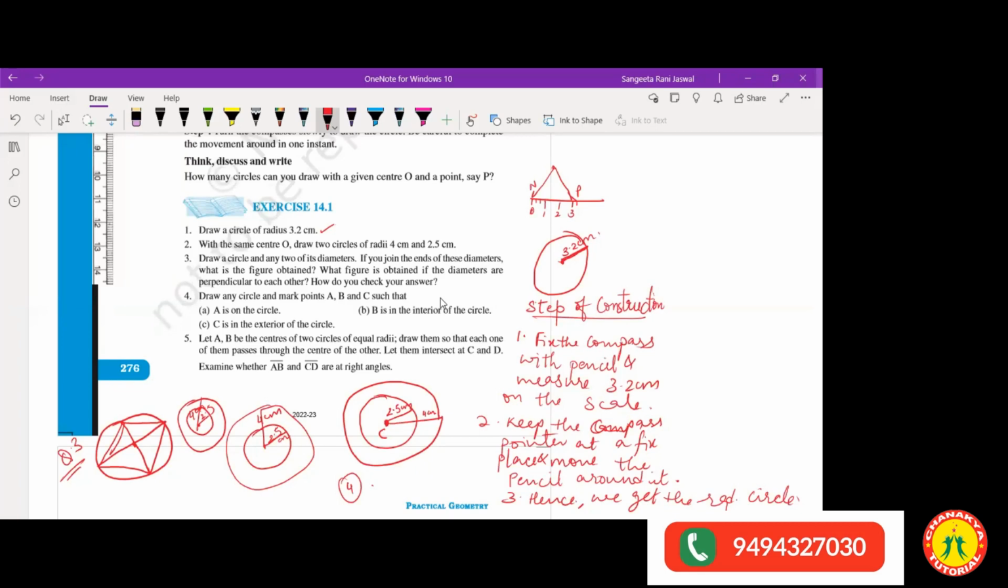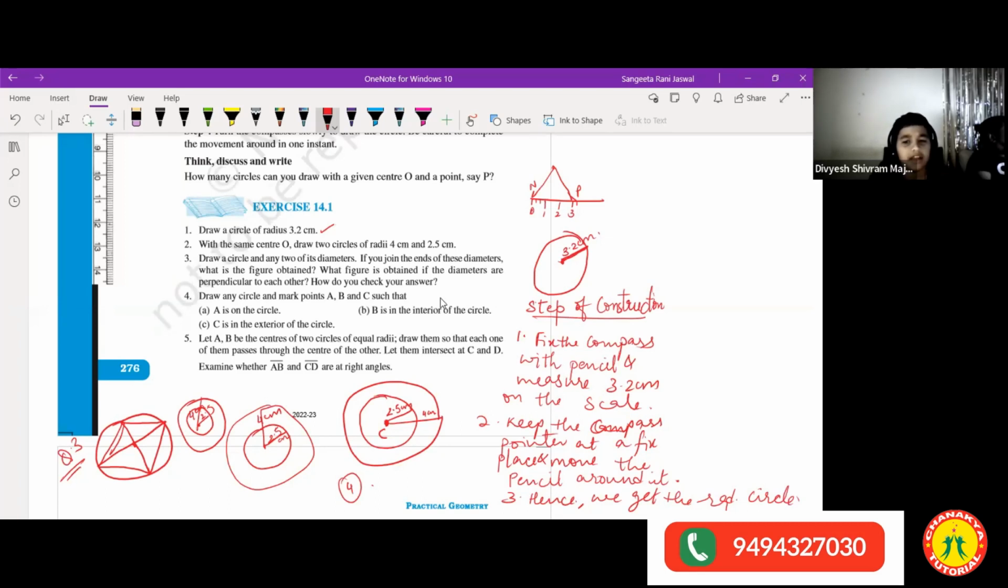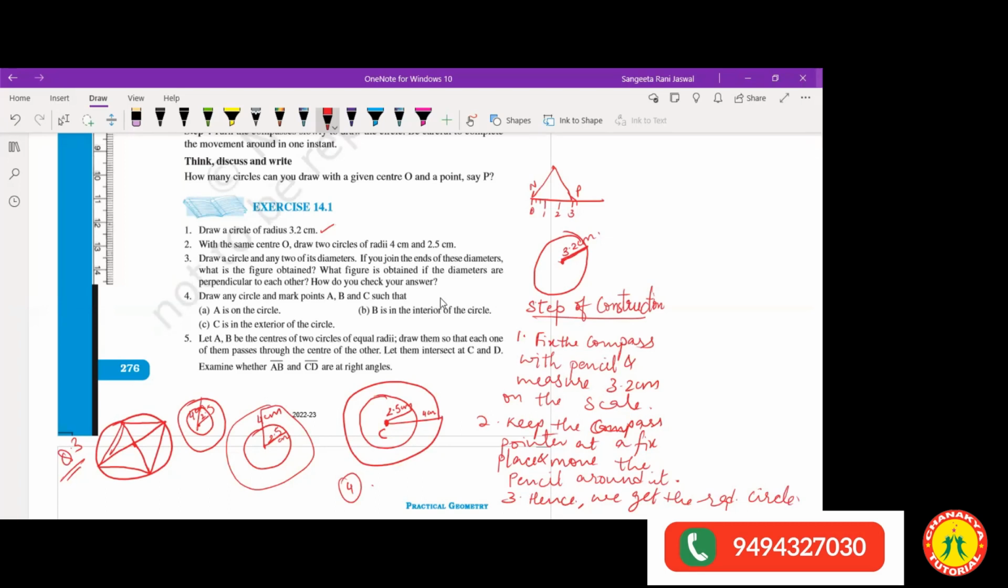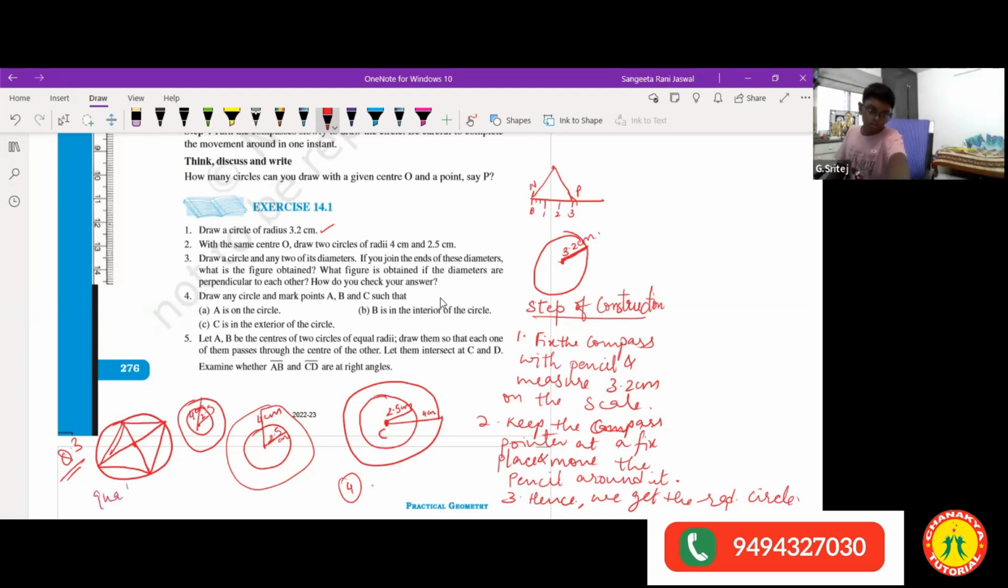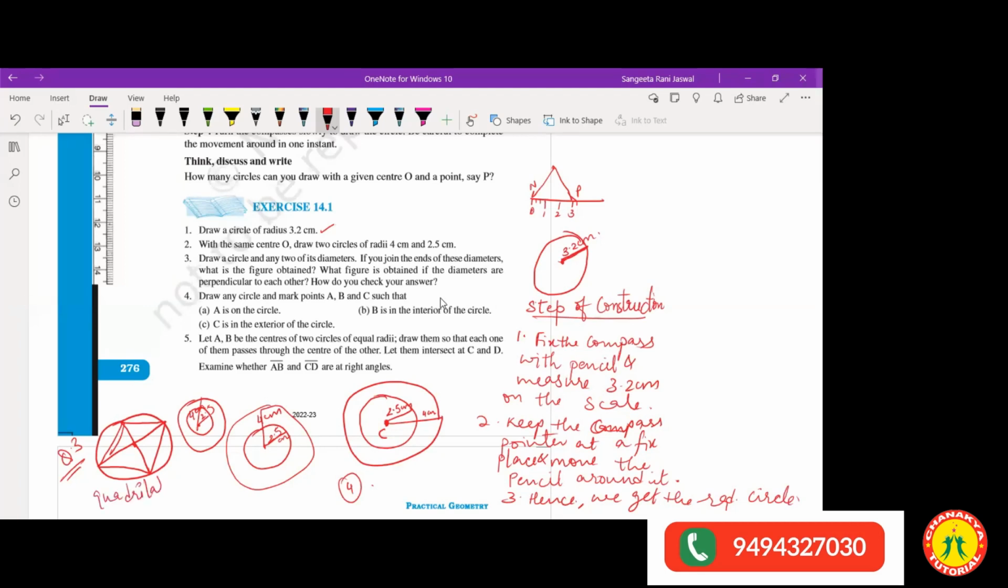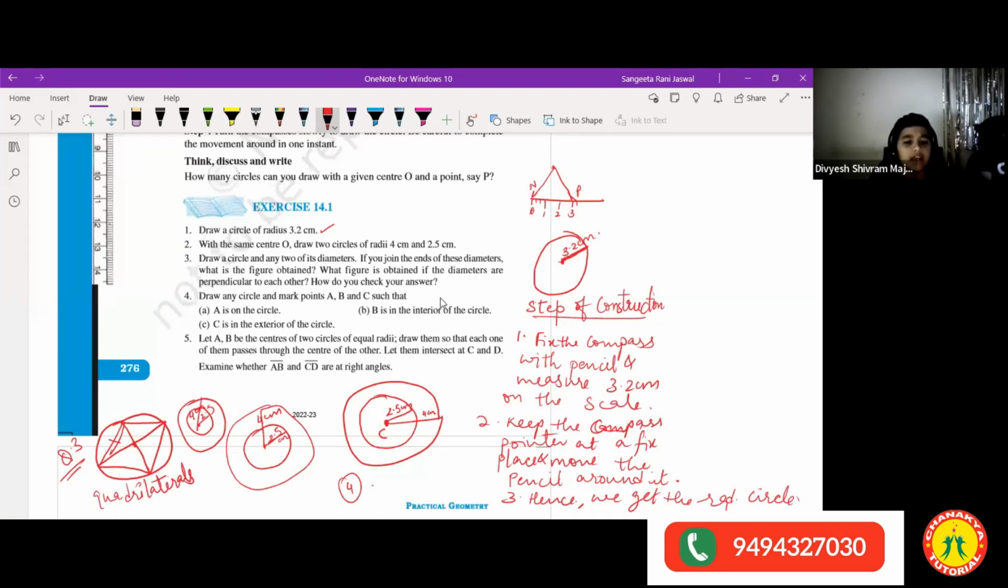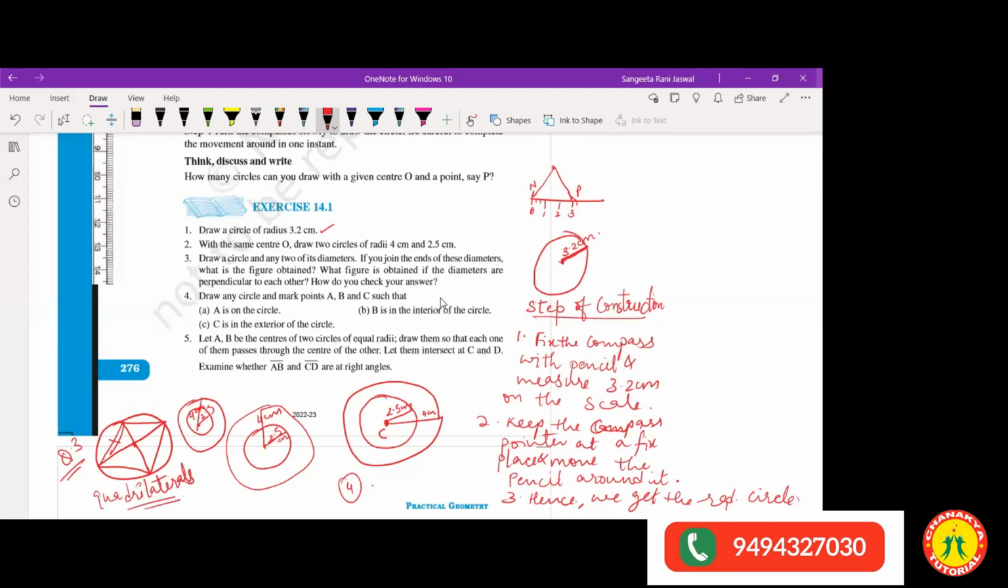Ma'am, it looks like a rectangle. When we take them separately, they are triangles. Rectangle, square, whatever it is, it's a quadrilateral. Ma'am, it looks like a rhombus. We are not going into anything more specific. It is a four-sided figure. It is a quadrilateral. You can just take it as a quadrilateral.